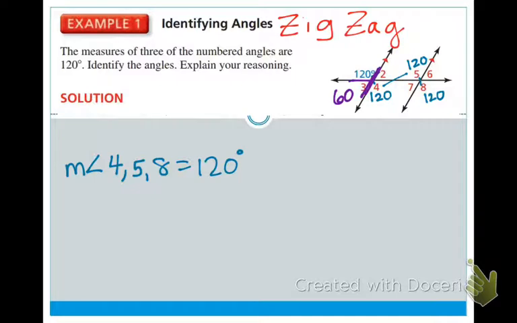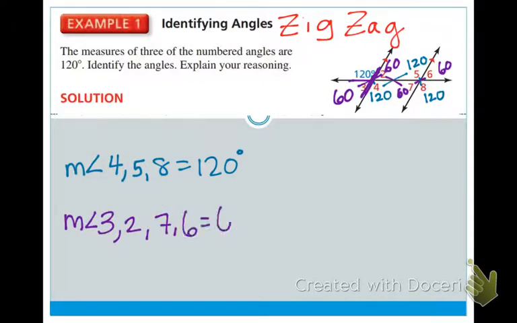Okay, then where would we go next for our zigzag? The 2, which would be also 60. After this, we'd go to 7, which is also 60. Then we go to 6, which is also 60. There's your zigzag. So again, your final answer will look like the measure of angles 3, 2, 7, and 6 are 60.